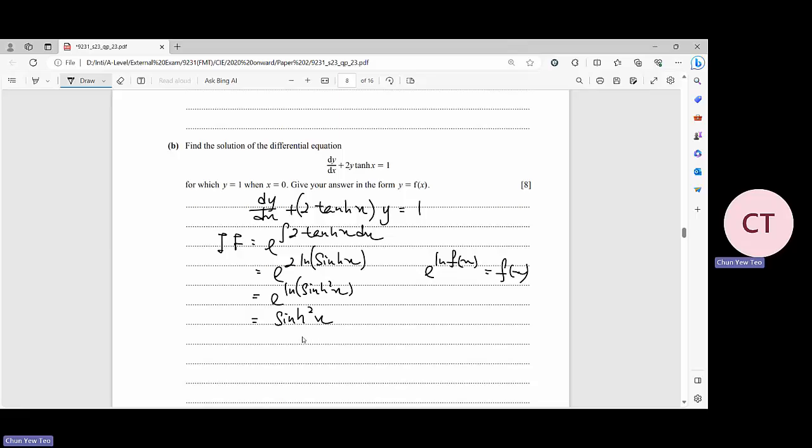Oh, sorry, I made a mistake. This is not tanh x integrate. You're supposed to get cosh x. My apologies. So this is supposed to be cosh.